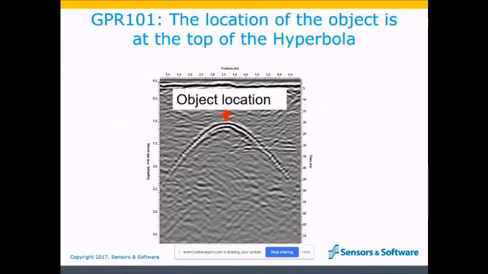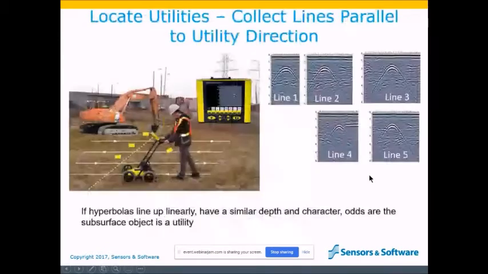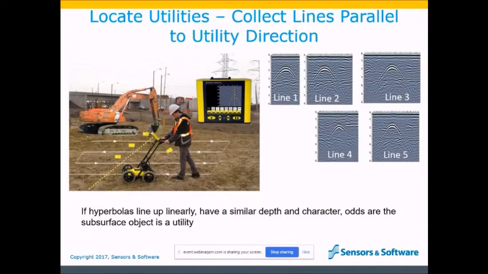After you find an object, the question utility locators want answered is whether the object is a utility or not. So that leads to lesson 5. If you collect a series of parallel GPR lines and find hyperbolas at similar depths and of similar character that line up in a straight line, the subsurface object is linear, and there's a very good chance that it's a utility.